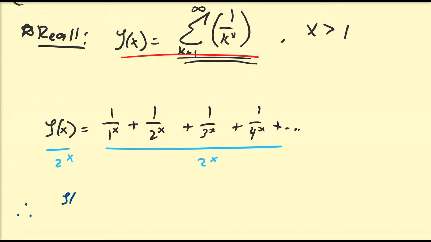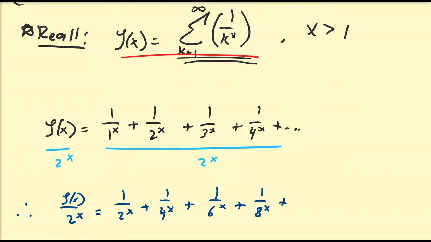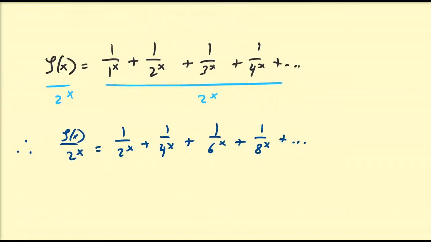So I'm going to have zeta of x all over 2 to the x is equal to 1 over 2 to the x plus 1 over 4 to the x plus 1 over 6 to the x plus 1 over 8 to the x, and so on. So from here I'm going to do zeta of x minus zeta x over 2 to the x. So I'm going to take this black equation and subtract this blue equation and see what I get. So let's write out our work before we jump any steps.